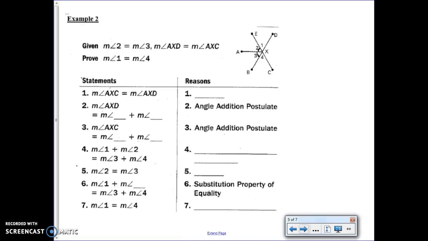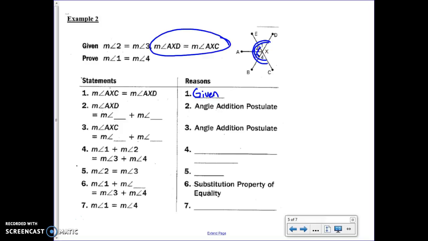Let's try another one, a little bit longer here. Okay, so we are given that the measure of angle 2 equals the measure of angle 3, and you'll notice by these arc marks that they have marked that in the picture. We are also given that the measure of angle AXD, I'm going to double arc that, is equal to the measure of angle AXC. What we want to prove is that the measure of angle 1 equals the measure of angle 4. Notice, they have put the measure of angle AXC equals the measure of angle AXD. That's one of our given statements. So we're going to write the word given.